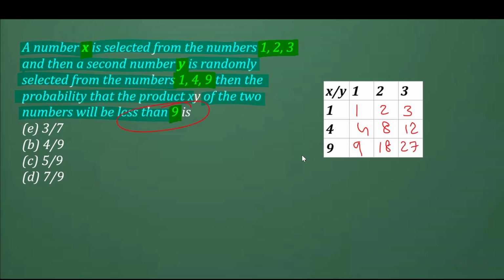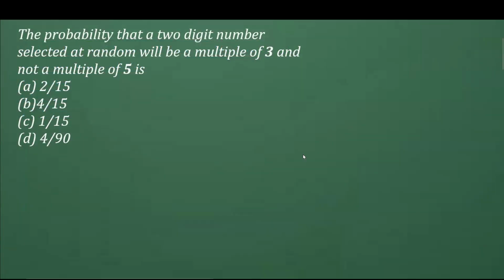Now check here, we have to get the product less than 9. In that case, which are less than 9? These 3 are less than 9. This is less than 9. Even this is less than 9. So you can see that there are 5 favorable observations out of a total of 9. So these are the numbers which are less than 9. So the correct answer is option C in this case.